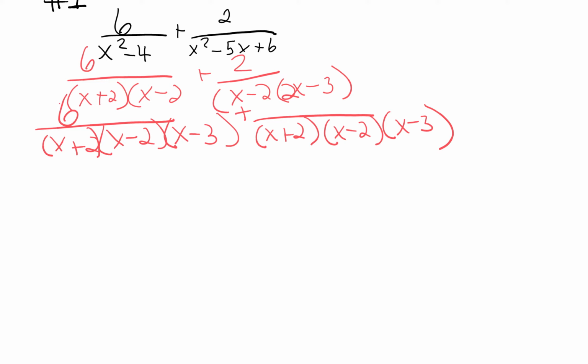For step 3, we're going to find the new numerator for each fraction. If you compare the first fraction to the LCD, the x minus 3 is different, so it was written in the numerator. In the second fraction, the x plus 2 was different.